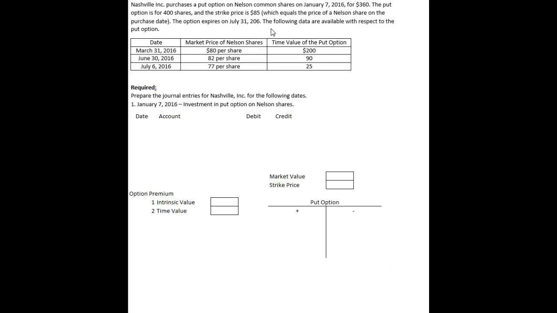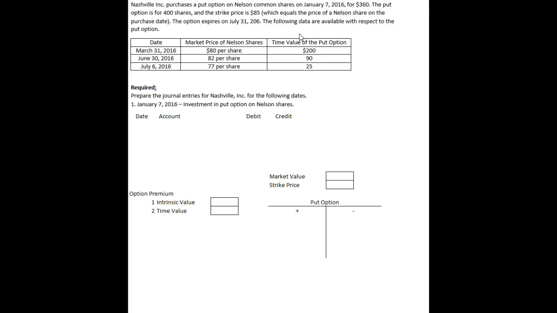Okay, so that's important to know because what happens is we're entering into this contract on January 7th. We're going to pay someone, the counterparty, to take on the risk that the stock drops. So if the stock drops, it's in our benefit, but the counterparty loses out on the transaction. They're going to say, you got to give me some consideration for that. And we're going to pay them $360 to hold that contract open for us till the end of July.